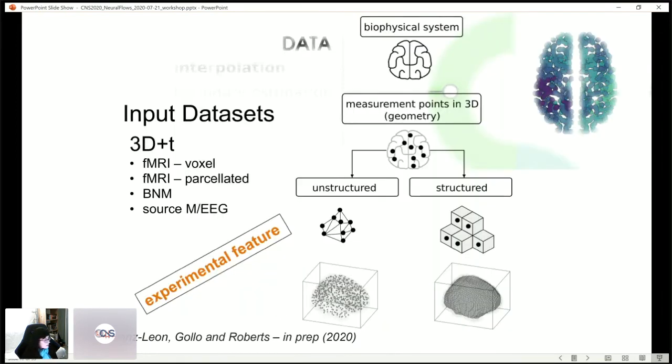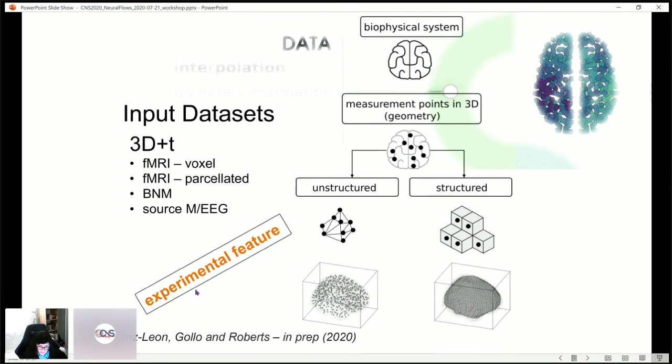So something about the input data that you might be interested in knowing. We have the physical system, that is the brain, and we measure this. We have measuring points. And the toolbox accepts unstructured data. So this is unstructured data, which would be like fMRI parcellated time series, for instance, or brain network models. But we also accept structured data in the form of voxel-based data.